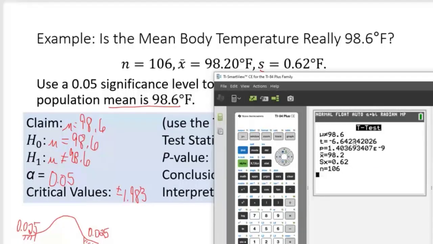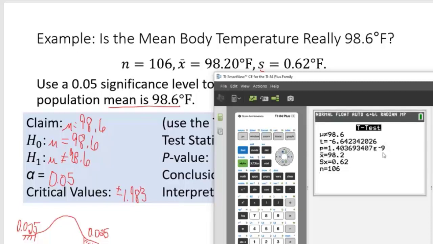So again, I'll need to write this on the screen. It's going to go back and forth. But this one is the negative 6.6423, so that's my test statistic. My p-value is essentially 0, and at first glance it might not look like it, but do you see this e to the negative 9 right here? You need to look closely at these long decimals. If you have an e at the end, a negative means that the decimal place needs to move 9 places to the left.